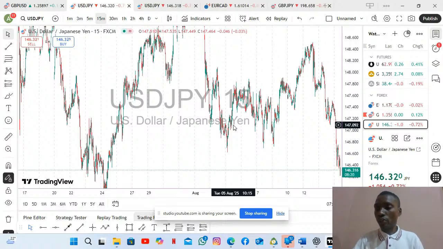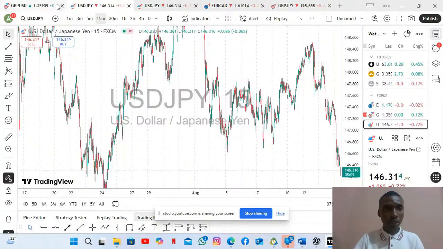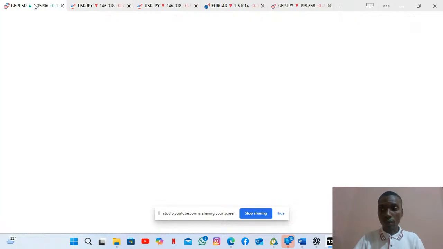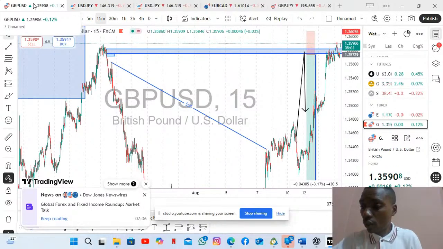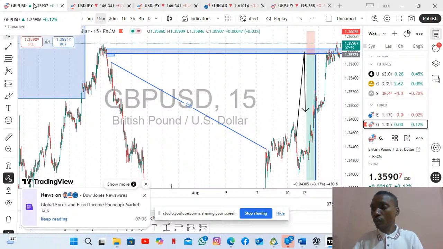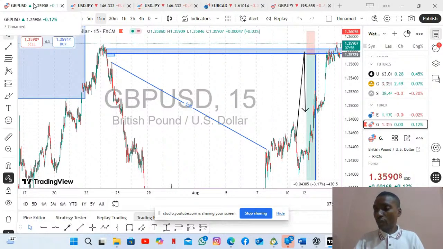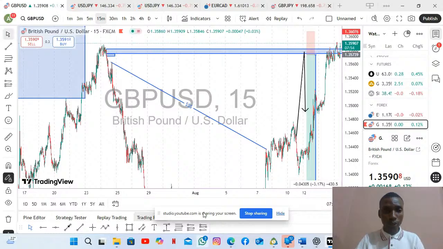I love trading GBP USD, it's a fantastic pair, and I also love trading gold. This is GBP USD. What is GBP USD telling us at this point? Is somebody seeing what I'm saying? Can somebody tell me, looking at GBP USD, let me clear all these things again.